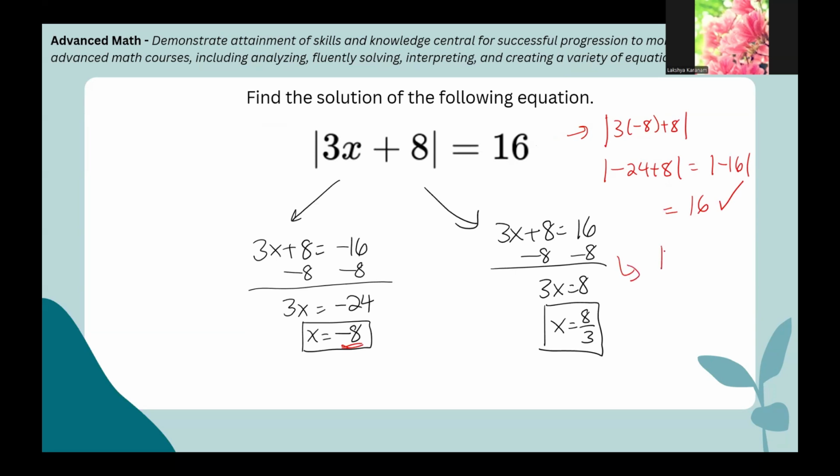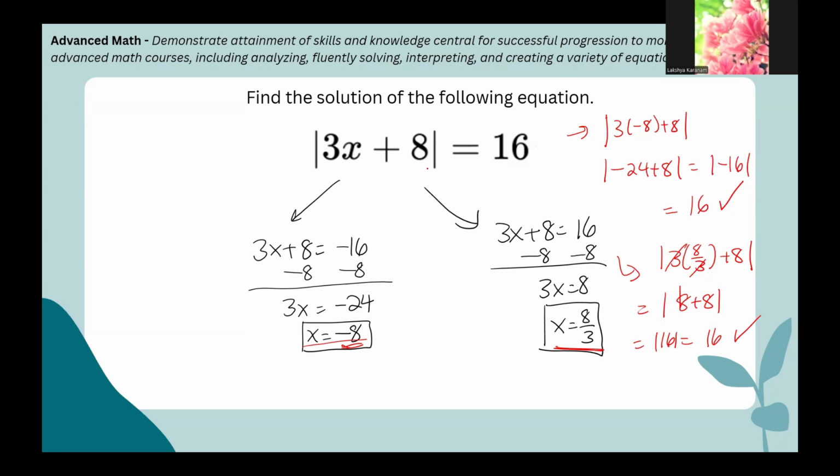If I were to plug in 8/3, I would get the absolute value of 3 times 8/3 plus 8, which is the absolute value of 8 plus 8, which is the absolute value of 16, which is positive 16. So again, it works. So that's how we can confirm that these are the correct answers.